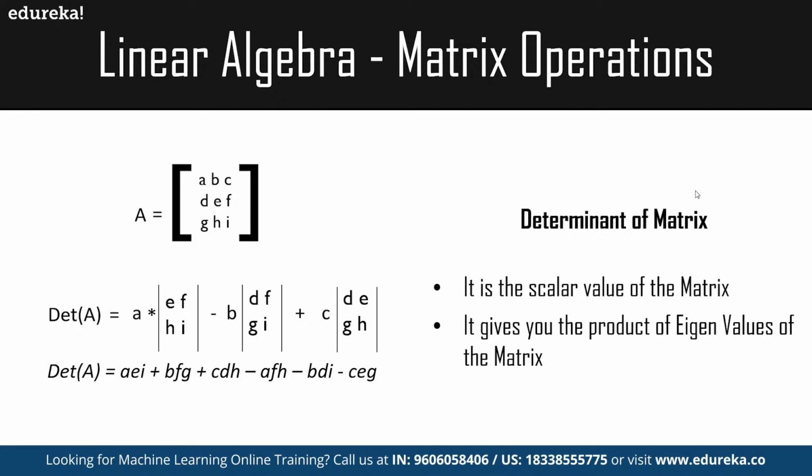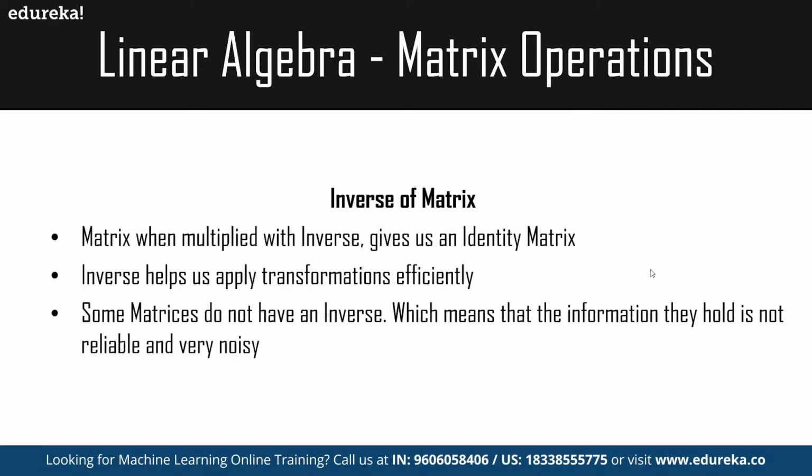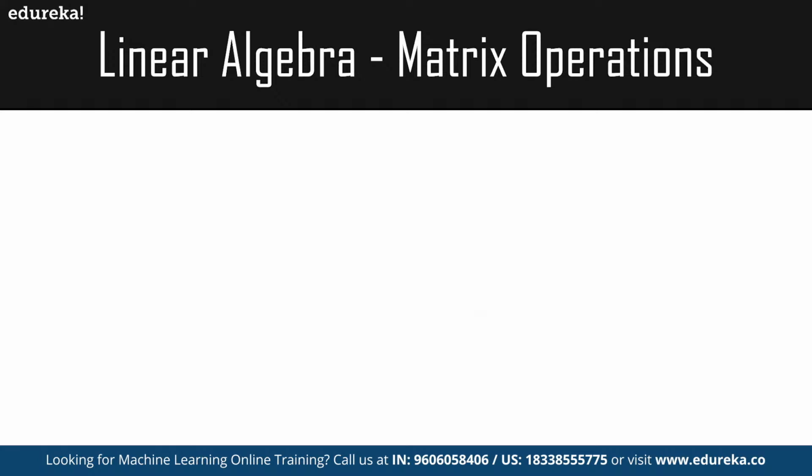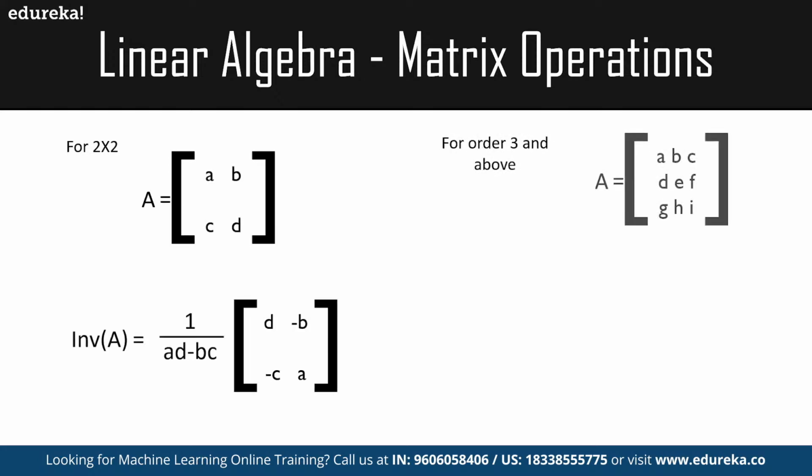And then we have the inverse of a matrix. When a matrix is multiplied with its inverse, it gives us an identity matrix, and the inverse helps us apply transformations efficiently. Some matrices do not have an inverse, which means that the information they hold is not reliable, or they are very noisy. In some cases it is not possible to determine the inverse, as the matrix does not have sufficient data to help us find it. That's why we cannot find the inverse for every matrix that we have.